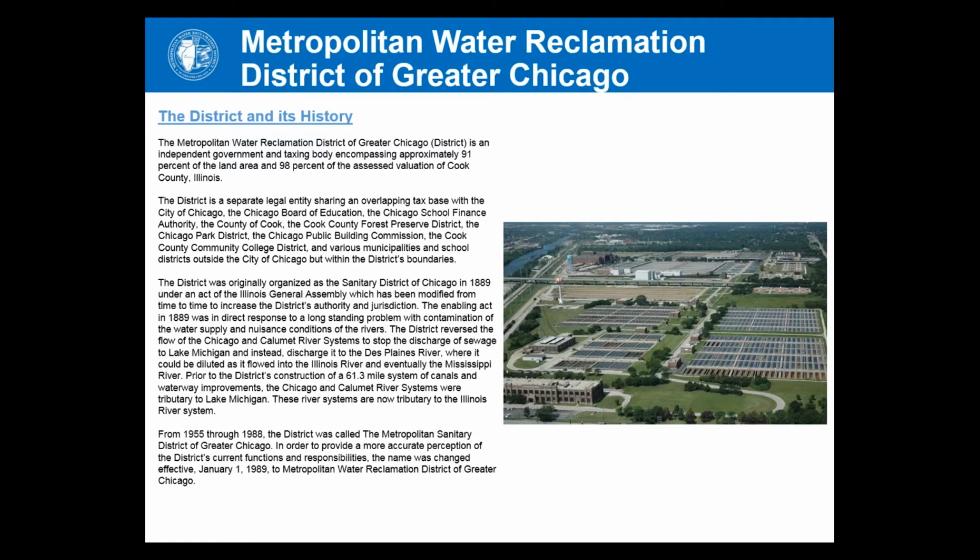Chicago gets all its water from the city of Chicago, so our waterways are really important. We were renamed in 1989 to the Metropolitan Water Reclamation District of Greater Chicago, to provide a more accurate perception of what the district currently functions and its responsibilities are. This picture here on the right is our Stickney Water Reclamation Plant, which is just outside of Chicago in the really close southwest suburbs, and it's one of the biggest facilities of its kind in the world.